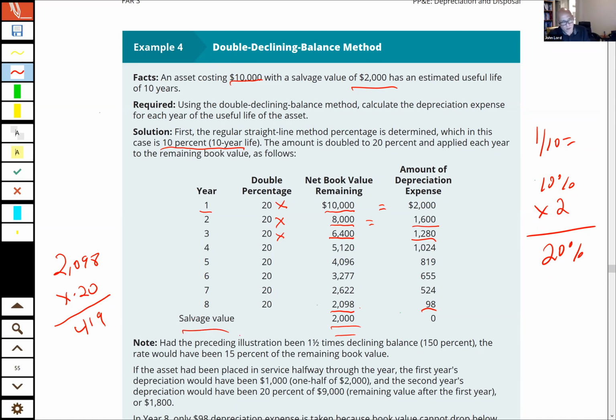So even though they didn't use the salvage value in the calculation, they still kept their eye on it and considered it. So by the time they got down to this last year here, they only took $98 so that they would stop at the 2,000. So don't do this.